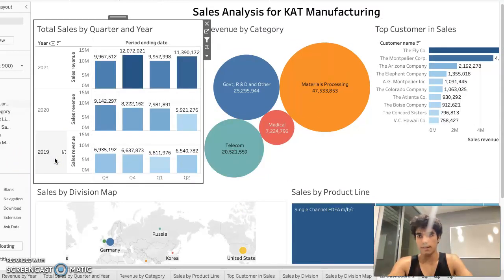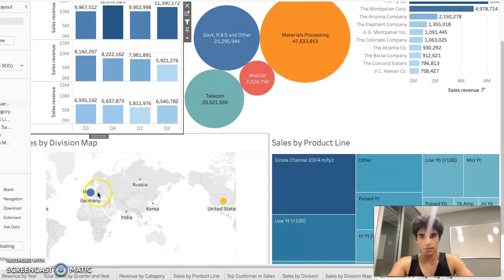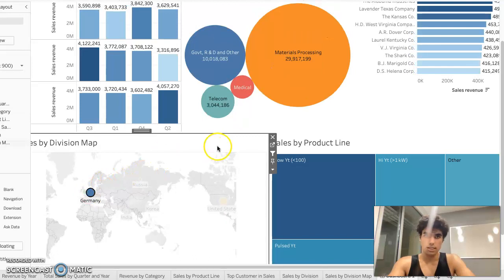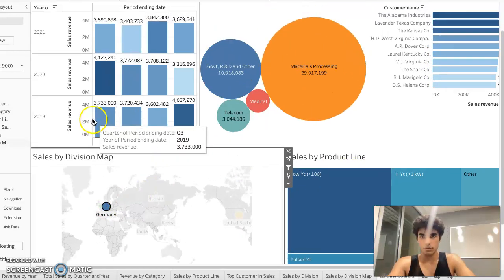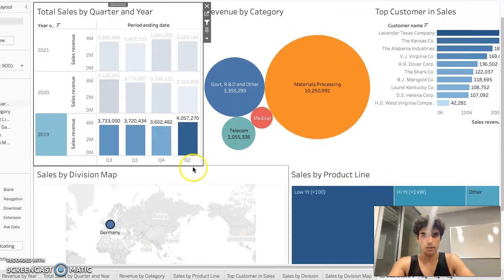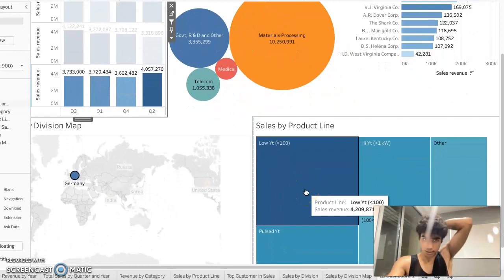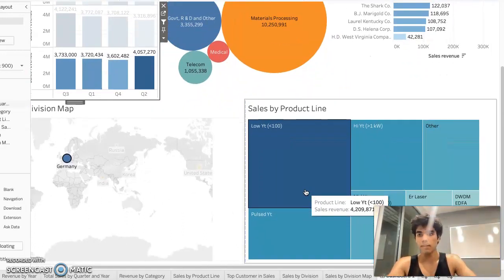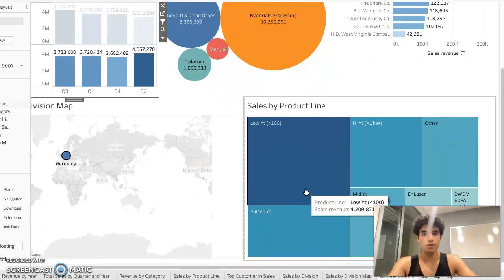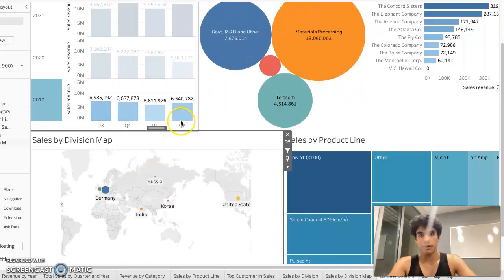Okay, now up to the next question. What is the top product line for Germany division in 2019? So we're going to click on Germany. We're going to click on 2019 for the year. So the top product line for Germany in 2019 is low YT with the sales of $4,209,871.